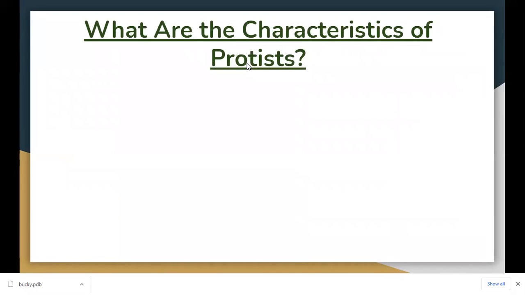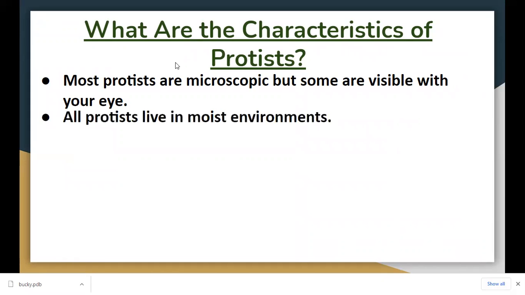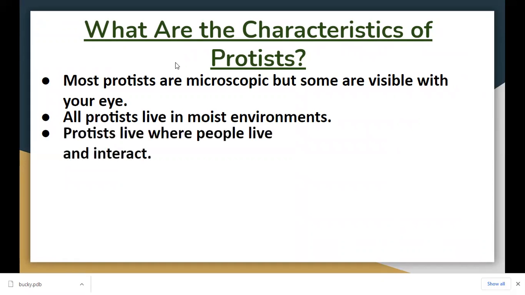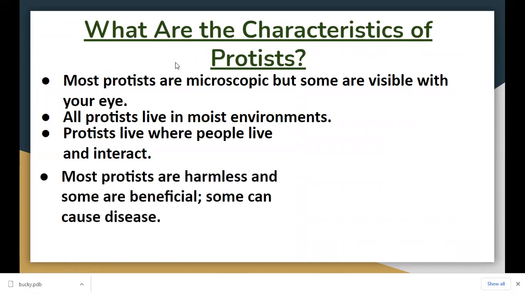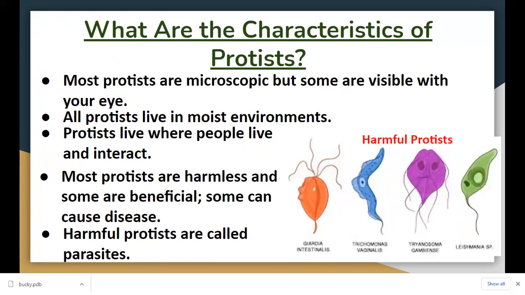What are the characteristics of protists? One of your questions at the end: can you list the characteristics? Most protists are microscopic, but some are visible with your eye. Some you can see, but they're very tiny. All protists live in moist environments where it's humid and hot. Protists live where people live and interact. Most protists are harmless, and some are actually beneficial, and there are others that can cause disease. Harmful protists are called parasites. So there's a picture of some harmful protists. I don't really think they have eyes, but there are some examples. We'll talk about those in a minute.